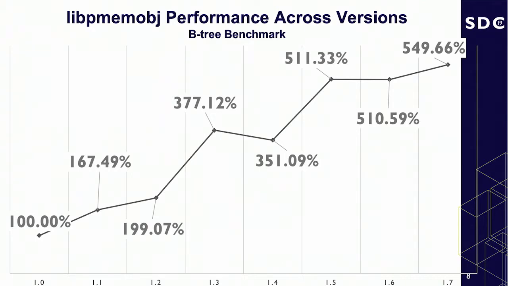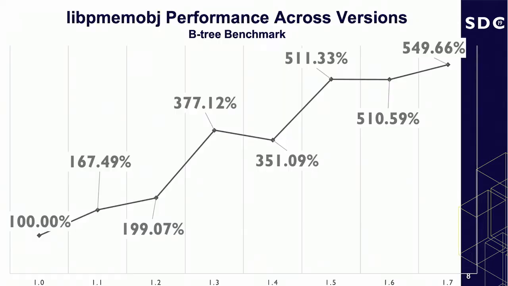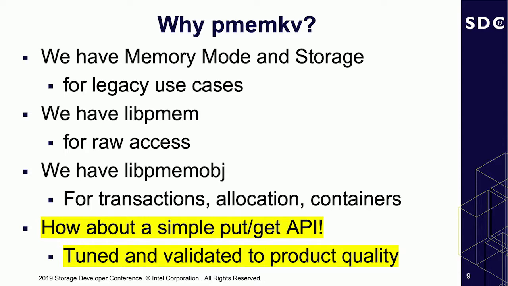So how can I take this benefit and this complexity of all these libraries and combine it into something that's maybe a little easier to use? Well, that's why we invented the key value store. We have memory mode, we have storage, like I told you. Those things are for legacy software where you don't want to modify your software. We have the low-level libraries in PMDK, libpmem is one of them. That gives you very raw access. If you want to do the flushes yourself and deal with transactions yourself, that's what you use.